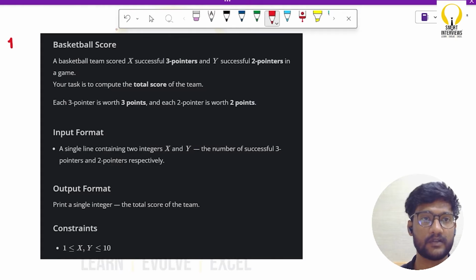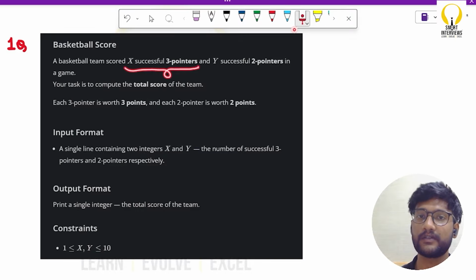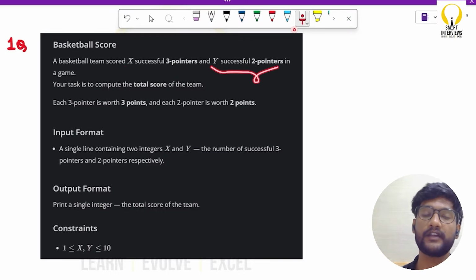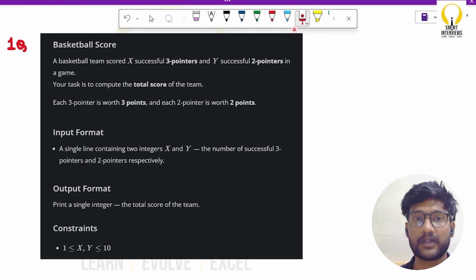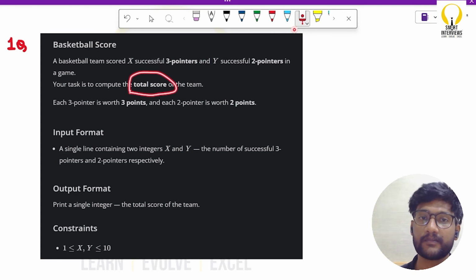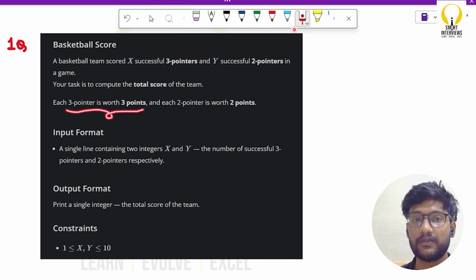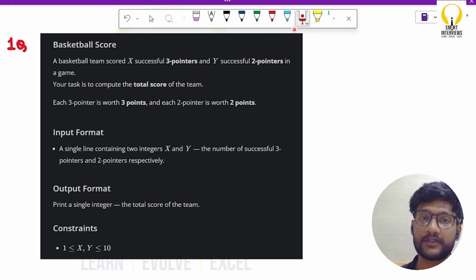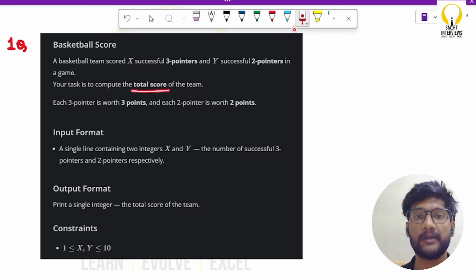So guys, we'll discuss the first problem of Codechef contest. The problem name is basketball score. The problem statement is: a basketball team scored X successful 3 pointers and Y successful 2 pointers in a game. Your task is to compute the total score of them. They also mentioned that each 3 pointer is worth 3 points, and each 2 pointer is worth 2 points. Your task is to compute the total score of that particular team.